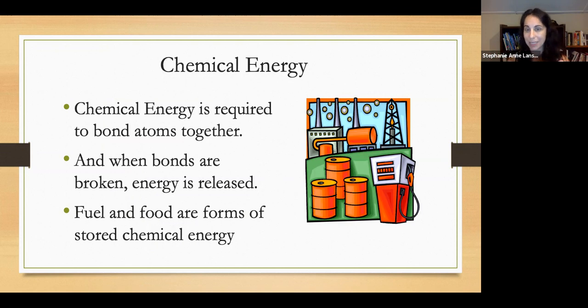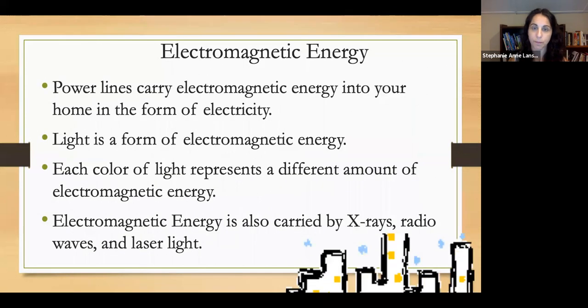So again, gasoline is a form of chemical energy, food is a form of chemical energy, and they're basically stored chemical energy. When we combust that fuel, when we burn gasoline, that energy is released.